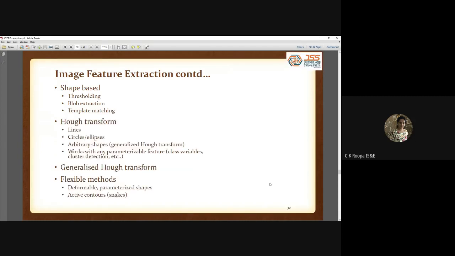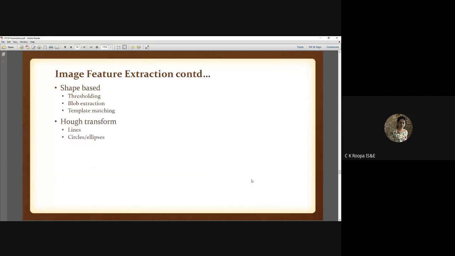I think yesterday Professor Nagendra Swami discussed some of the shape-based feature techniques that are available, and the Hough transformation technique, right? Even though it is considered pretty old, it still has its own potential to work, especially on arbitrary shapes. It is really a tough task to come out with a generalized Hough transformation technique. So you can really work on that. Especially if you are dealing with shapes, you have very flexible methods like deformable or parameterized shapes, and active contours, which are considered snakes.